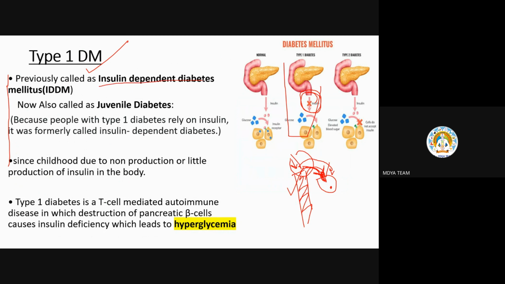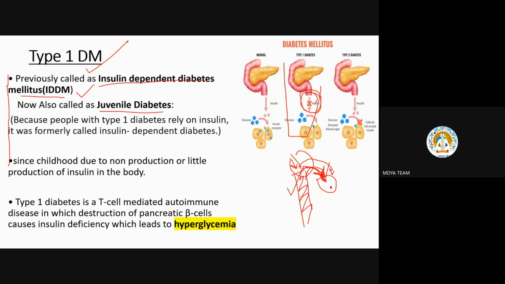Type 1 diabetes was previously called insulin dependent diabetes mellitus, IDDM. Now it is called juvenile diabetes. Why was it called insulin dependent? Because everything depends on insulin. If insulin comes properly, diabetes will not happen. Because, as I told you, diabetes is the fountain of sweets, or the fountain of glucose, you can say.